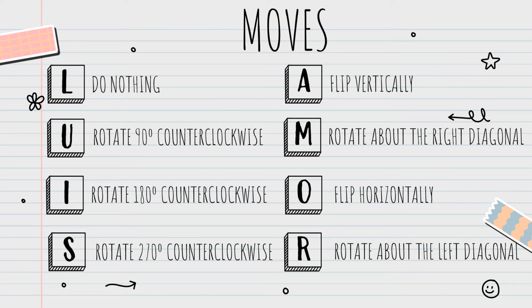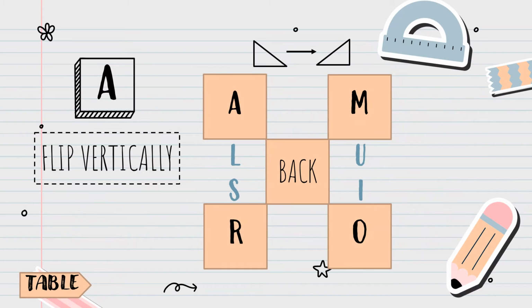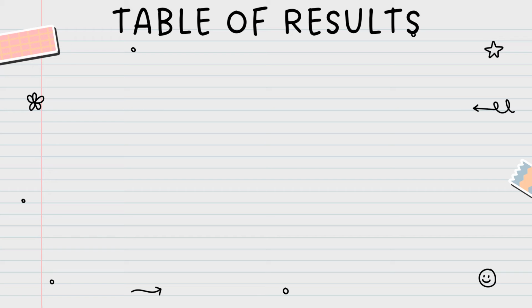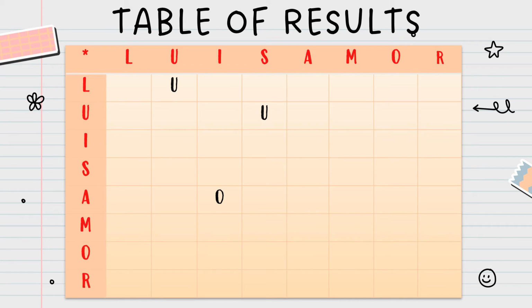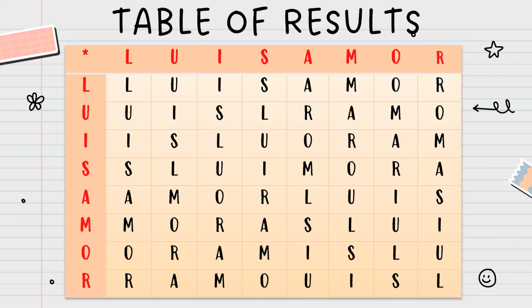Another is A star I. So first, let's flip the figure vertically, resulting to A, containing the elements A, M, O, and R, then rotating the figure 180 degrees counterclockwise, resulting to O, and put it in the table. Therefore, A star I is equal to O. And by continuing the process, we arrive at these results as shown in the table under Operation Star.